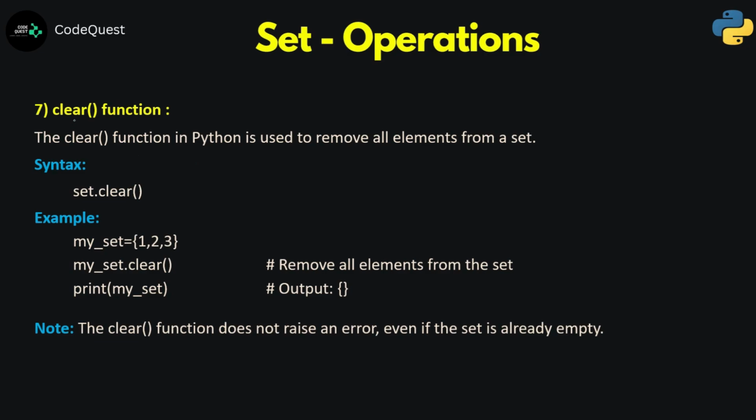The clear function, as the name indicates, is going to remove all the elements present in a set, irrespective of how many are available. We can use a set name and call the clear function on it. Assuming here we have a set holding these elements, when I call clear, it is going to remove all the elements. As a result, your set has become empty.